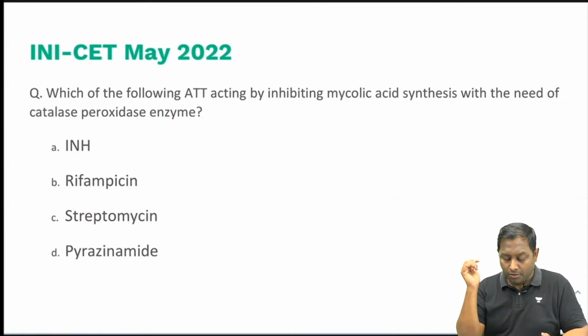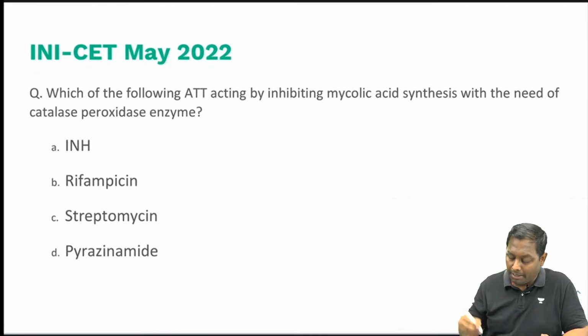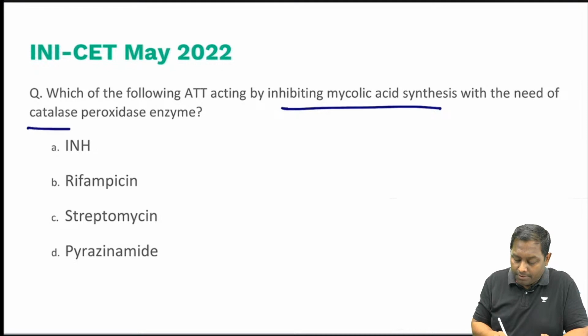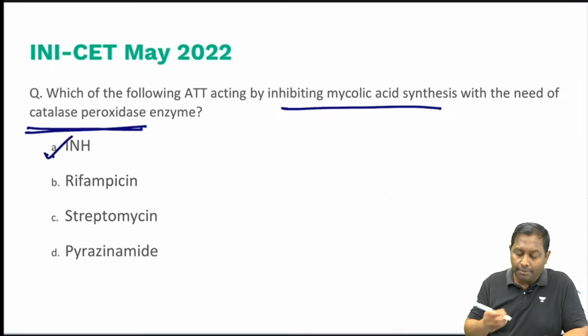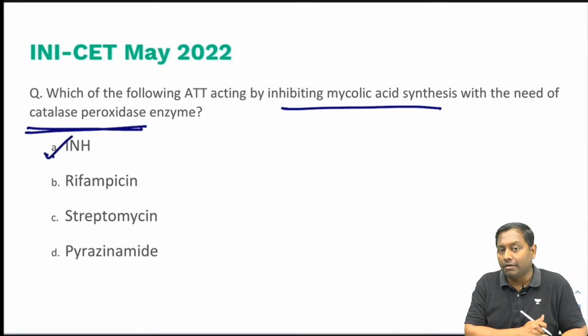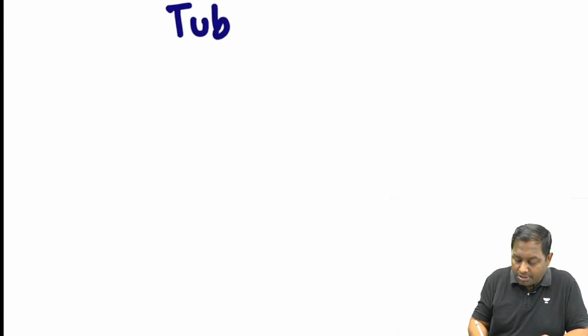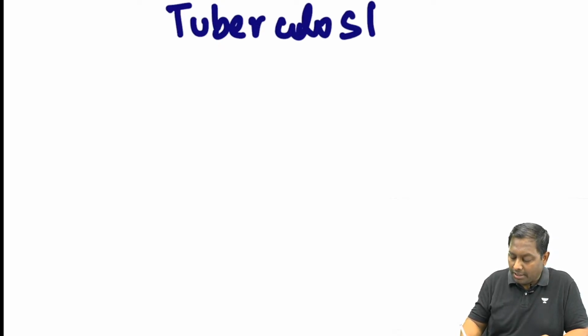Now there was one question in INICET May 2022: which of the following ATT acts by inhibiting mycolic acid synthesis by the need of catalase peroxidase? So I think this is the question that I was mentioning, which drug requires catalase peroxidase? So we have isoniazid, it requires catalase peroxidase. One more question that was asked in the recent examination: which of the following is tuberculostatic?